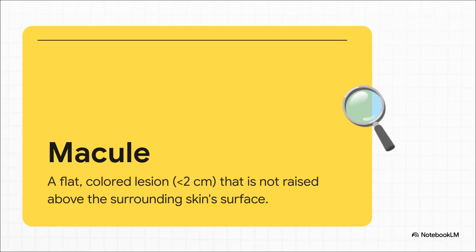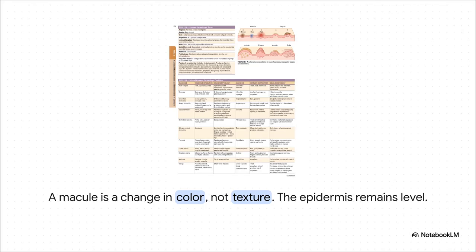Here's a good test. If you closed your eyes and ran your finger over it, would you feel it? Nope, not at all. And this little diagram here shows you exactly why. You can see how the epidermis stays completely flat, totally level with the skin around it. It's purely a change in color, nothing more.